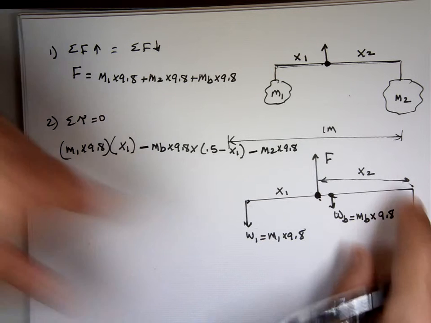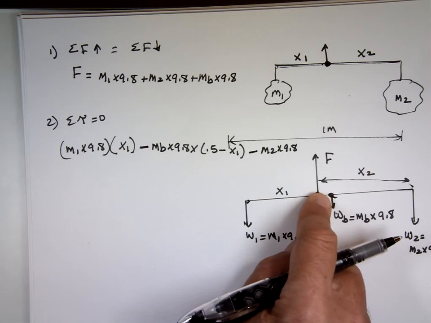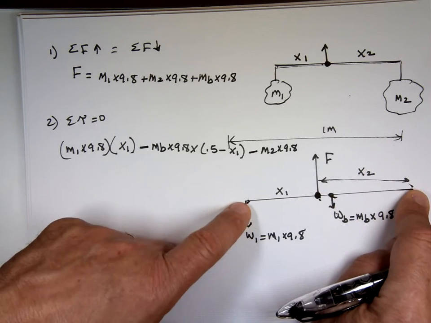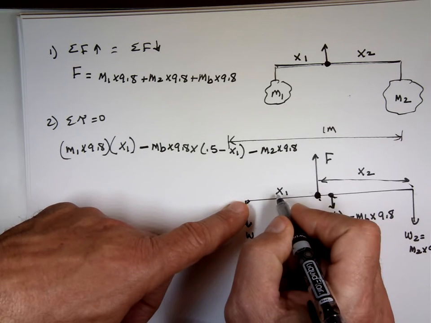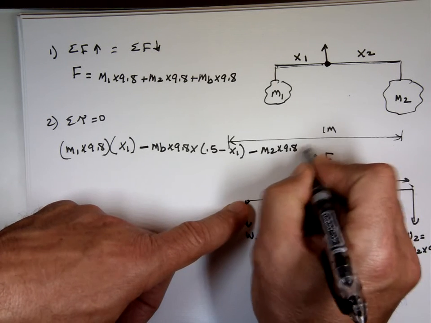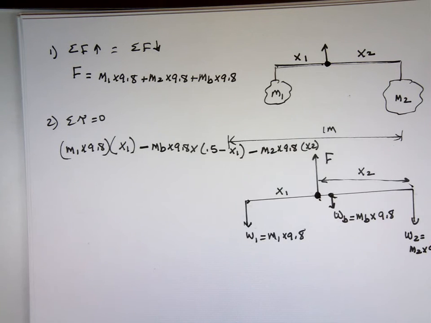But can I write x2 in terms of x sub 1? What is that distance from here to there? It's 1 minus x1, right? I can write x2 for now. Let's leave it as x2. Leave it as x sub 2. That's fine for now.